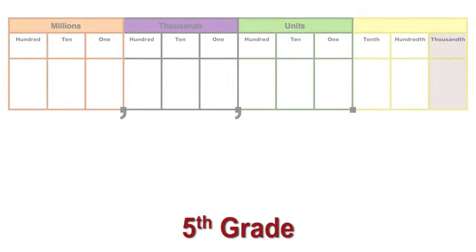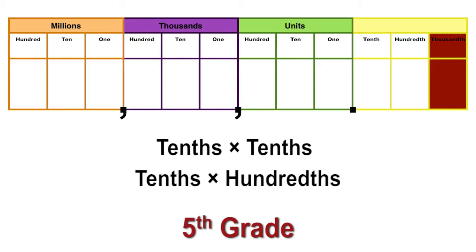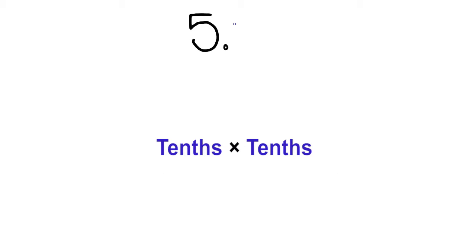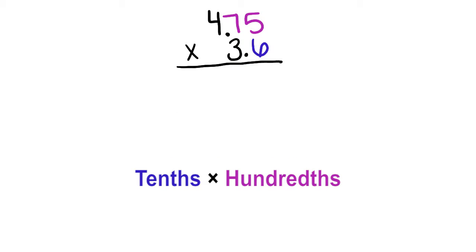In 5th grade, students are limited to the thousandths place. Therefore, students will multiply tenths with tenths and tenths with hundredths, but they do not multiply hundredths with hundredths. 5th grade students may be given a problem such as 5 3/10 times 2 6/10. In this case, the student would be multiplying tenths with tenths. The student will also multiply tenths with hundredths, 3 6/10 times 4 75 hundredths.